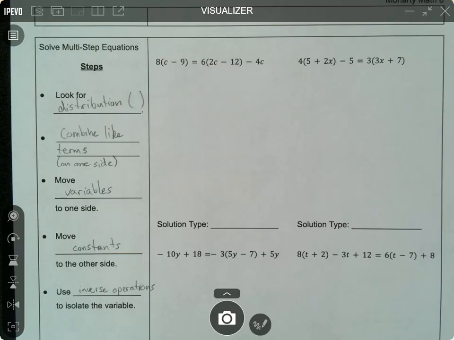I have an answer key, but I'll get it in a couple minutes here. If I combine the negative 15y and the 5y, wouldn't it be negative 10y? Yes.